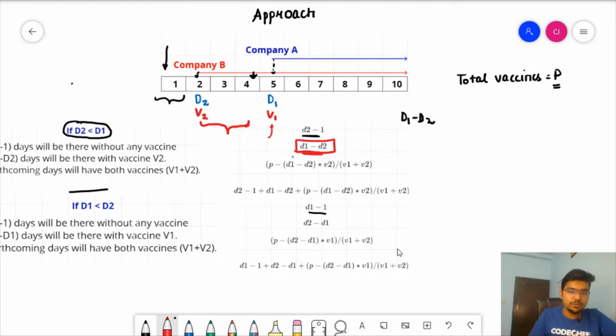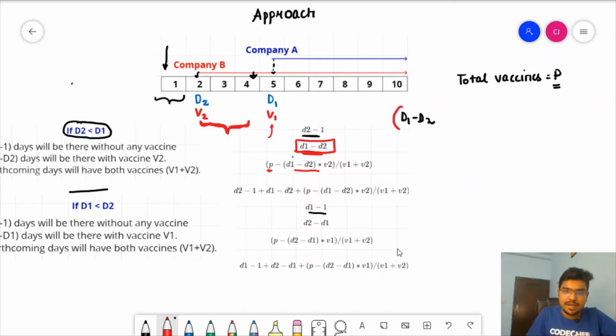So how we can do this is, first of all, we need to think about how many vaccines are left, right? So the total number of vaccines is P, right? The remaining vaccines will be P minus D1 minus D2 into V2. How? Because the only vaccines made in this particular timeline are by company B, which has the production of V2 vaccines each day. So how many days are there?